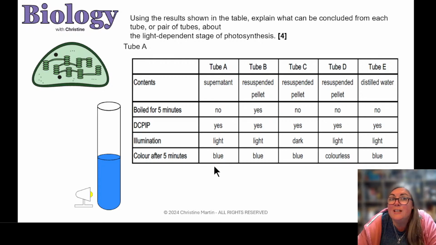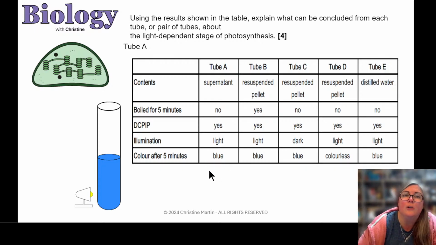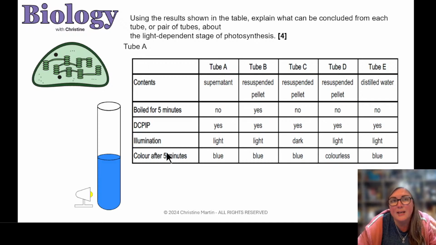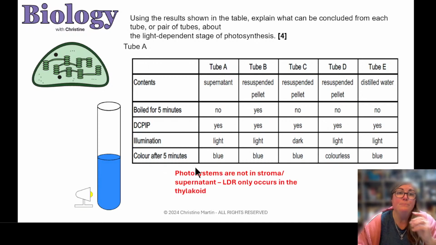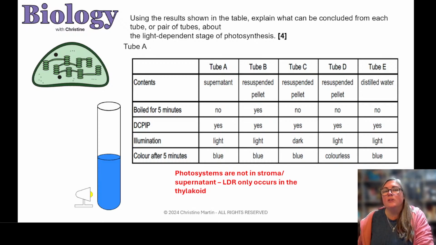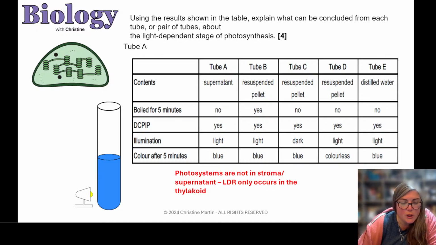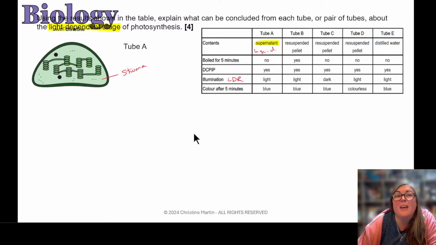It doesn't change, it stays blue, so we can conclude that the place where the light is absorbed, the photosystems, are not in the stroma. So that's one of the things that we can use as a way of concluding. So our photosystems are not in the stroma, therefore we can say that the light dependent reaction only occurs in the thylakoid. So that's for tube A.